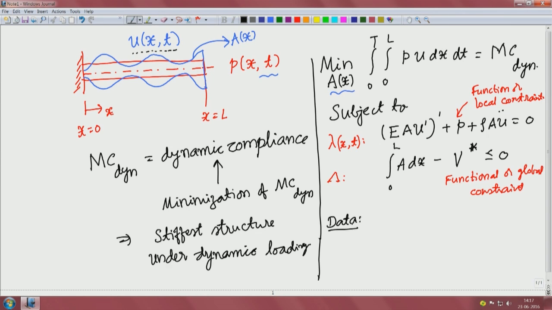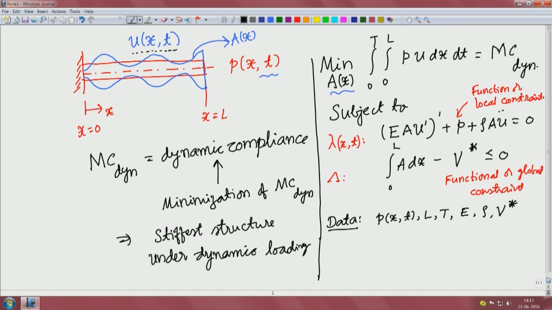And we should also complete the problem by indicating what is given, what is data. Here loading is given, we assume, and the length of the bar is given, the time over which we want to consider optimization, capital T, is given, Young's modulus is given, rho is given, and V star is given. These are all the things that are known.